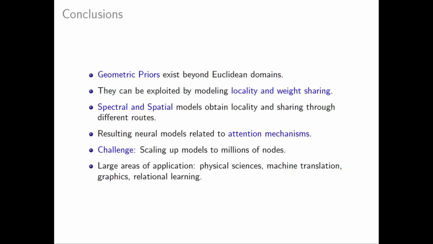And so we have seen two different approaches to achieve this good trade-off between locality, weight sharing, and complexity. One of them uses the spectral properties of the graph. The other one works directly on the spatial domain. And as Arthur mentioned, this class of architectures is also very related to attention mechanisms that have been so successful, especially in natural language processing.